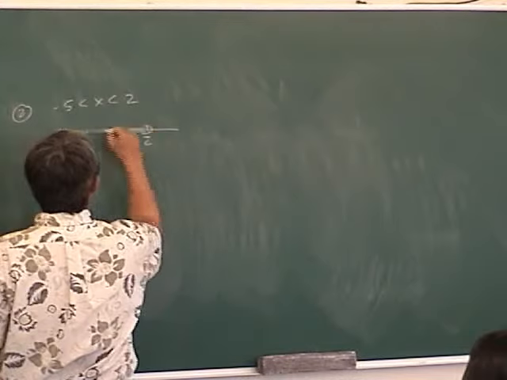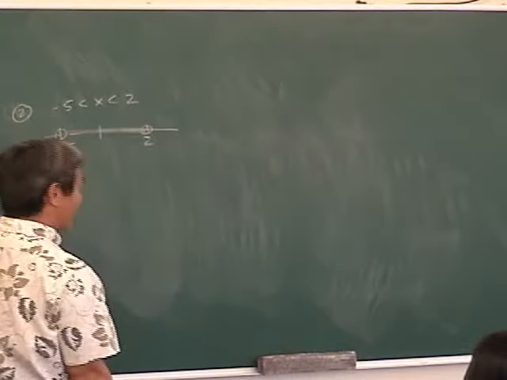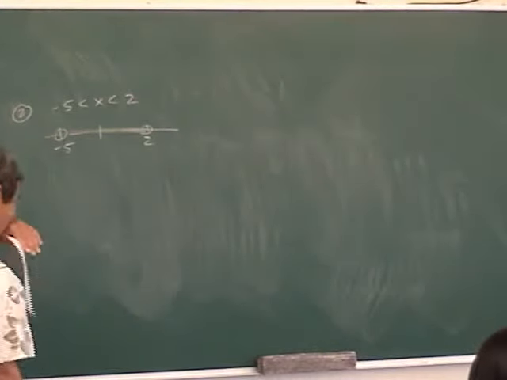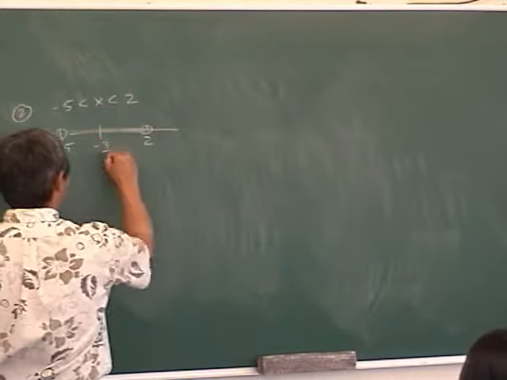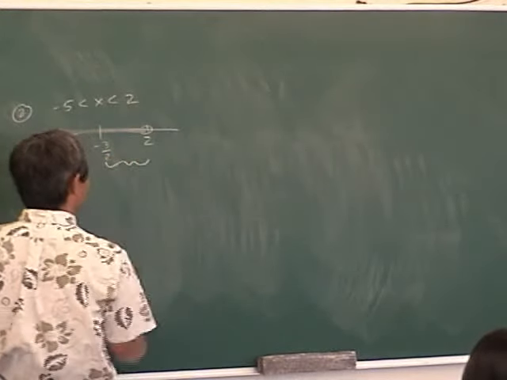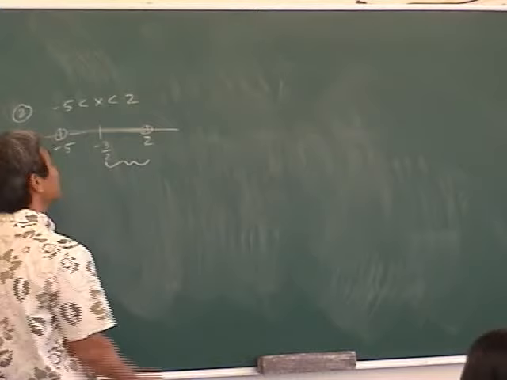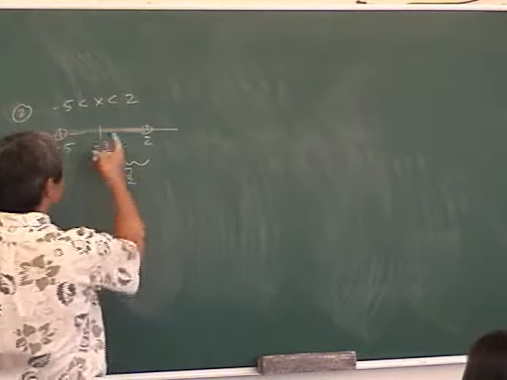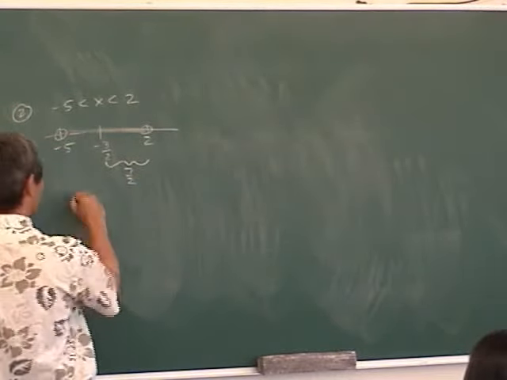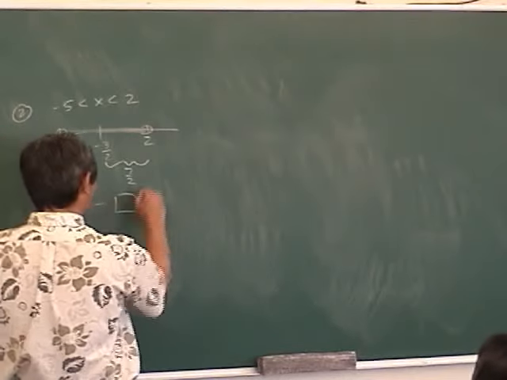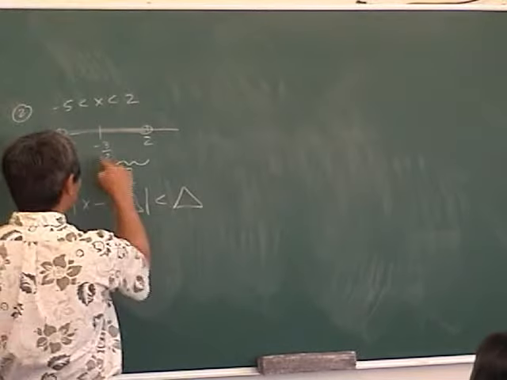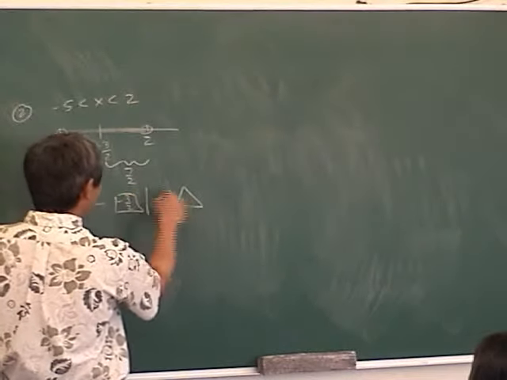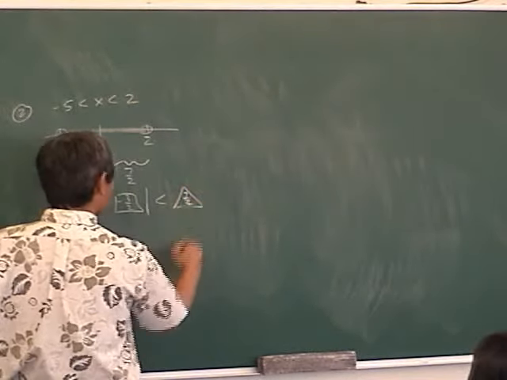Okay, what's the midpoint of this interval? What's halfway between -5 and 2? Take the average. -3/2. How far is it from the middle to the edge? 7/2. So how do you write an absolute value inequality for this? Absolute value of x minus something is less than something. What goes in this one? The midpoint. What goes in that one? The distance from the center to the edge.